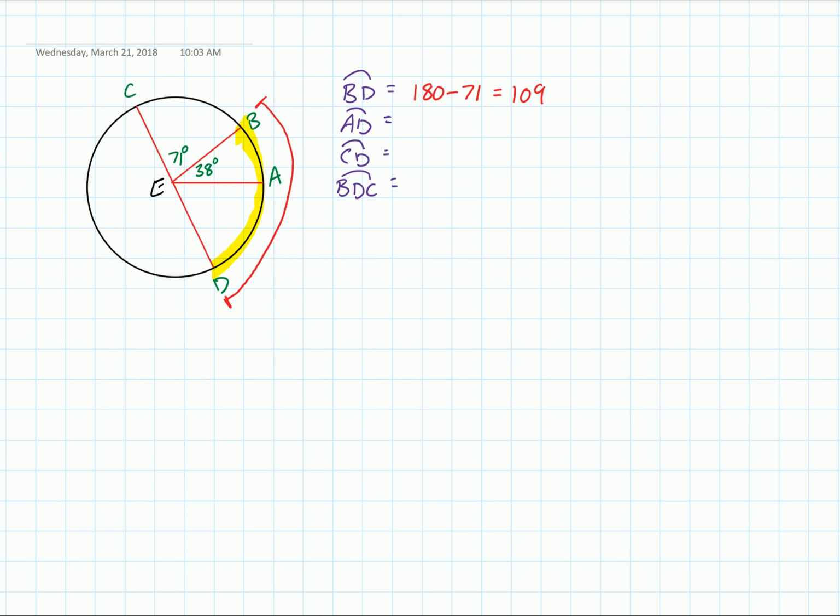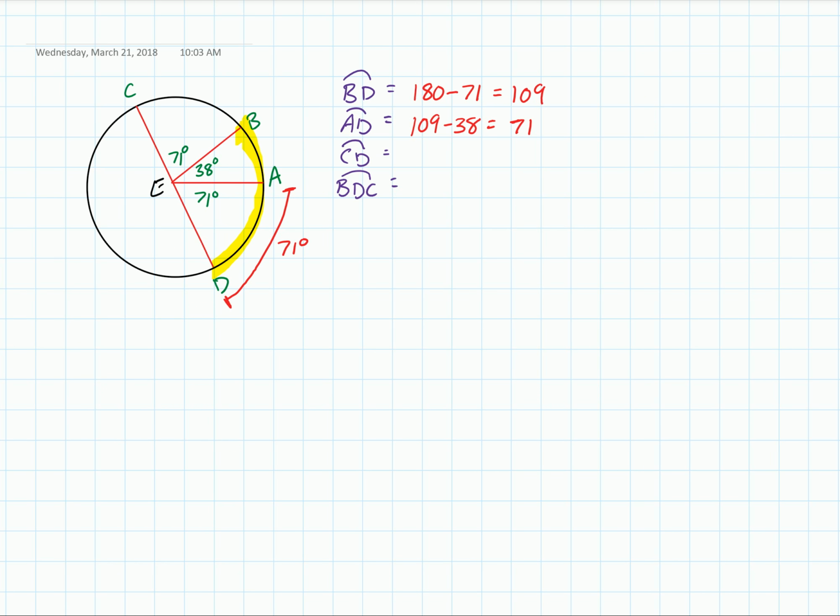Now we're looking for A to D, and I'm going to do the same exact thing. I know that this red angle that's marked on the screen is 109 degrees. So what if I take away the 38 degree angle that we see here? I'm just slowly going to erase that angle until I'm left with A to D. So that'd be 109 minus 38, which is 71 degrees. And so we find out that this angle is the same as BC. This is 71 degrees, or we can mark the inside with 71.